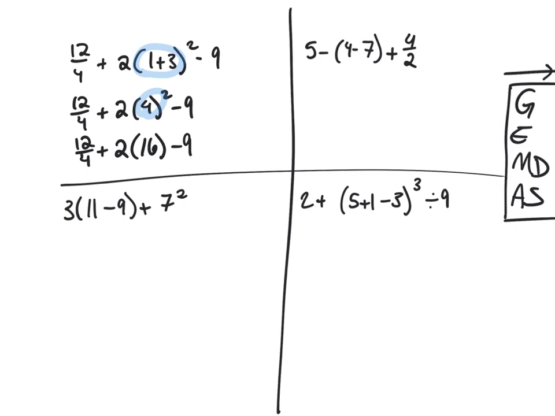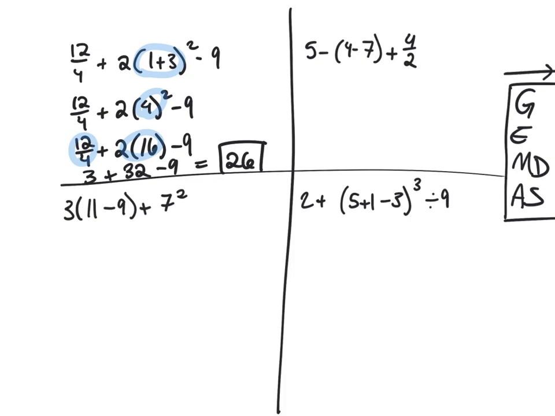Now we do multiplication and division from left to right. 12 over 4 is just another way of representing division. That really means 12 divided by 4. So I'm going to start with that, and then I'm going to do my multiplication. 12 divided by 4 is 3. 2 times 16 is 32, and then we'll subtract 9. Now let's just go from left to right with our addition and subtraction. 3 plus 32 is 35, and 35 minus 9 is 26. Woohoo! All right, let's look at the example just below this.